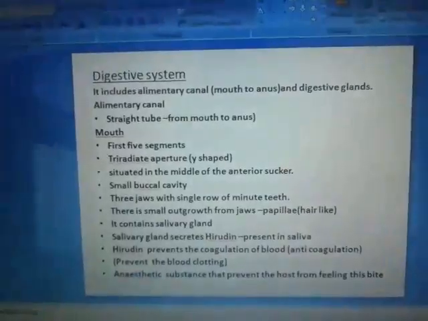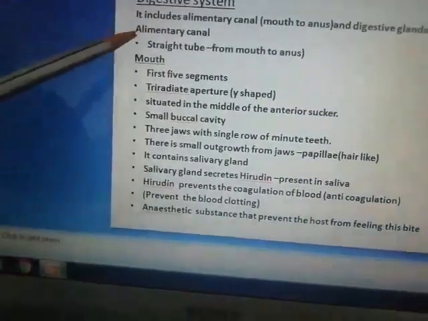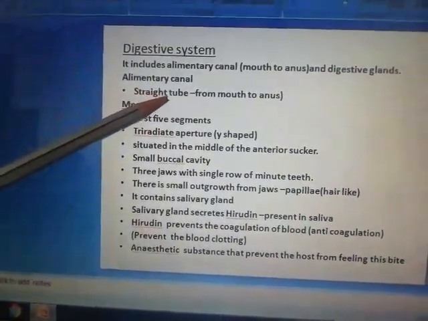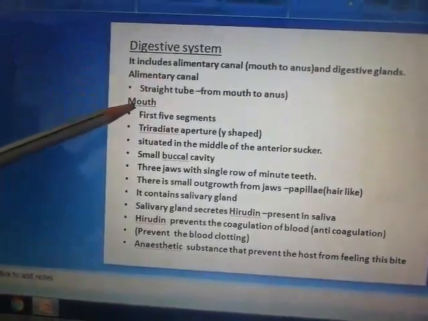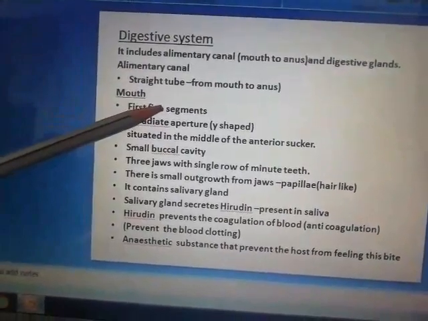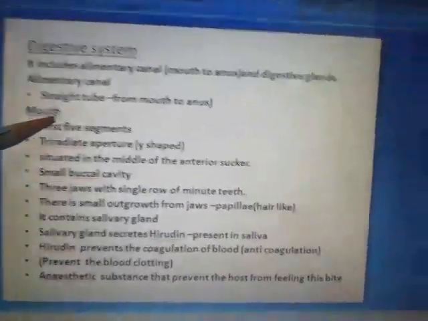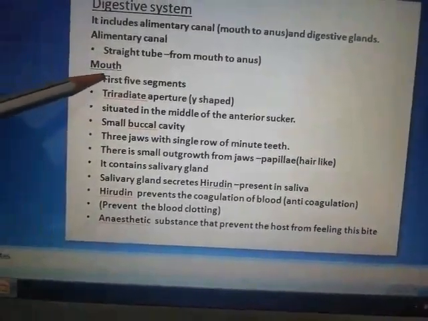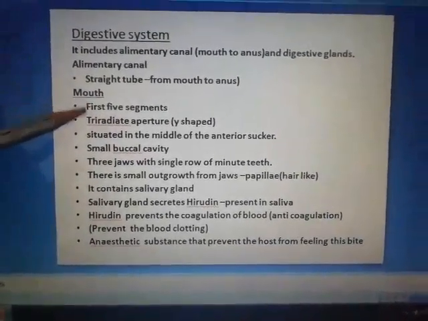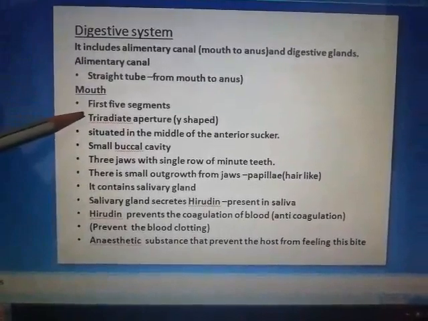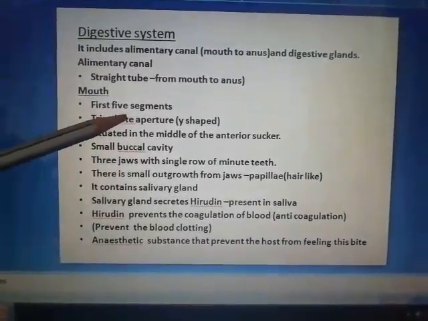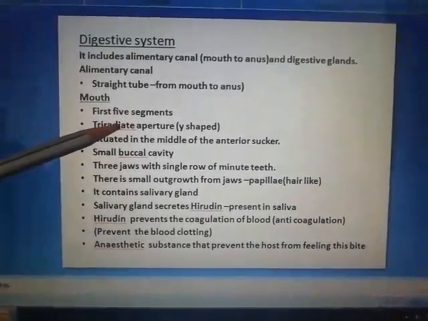We can see the digestive system. The alimentary canal starts from mouth to anus. The mouth is located in the first 5 segments, in the anterior sucker, in the middle of the anterior sucker. This mouth contains a triradiate aperture. It is a Y-shaped aperture, triradiate aperture.